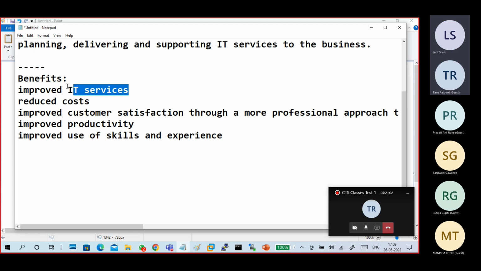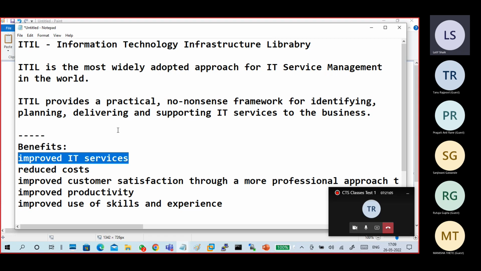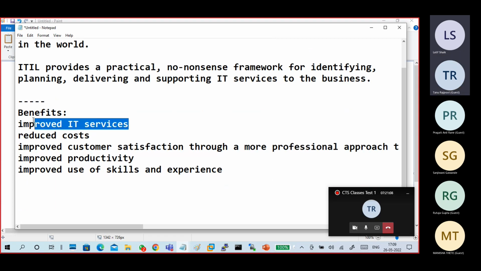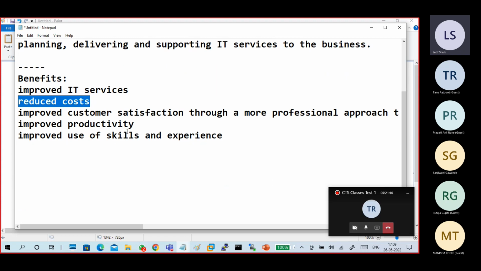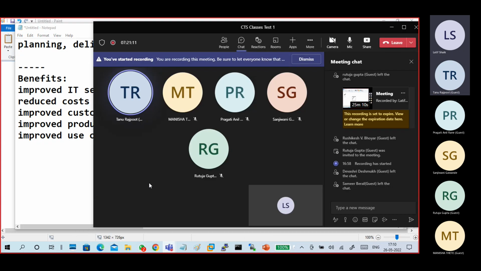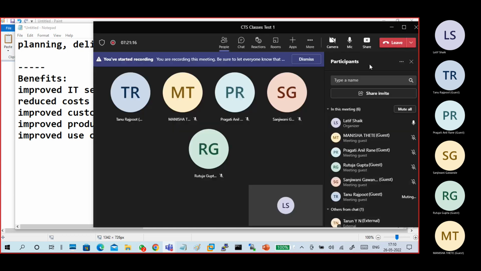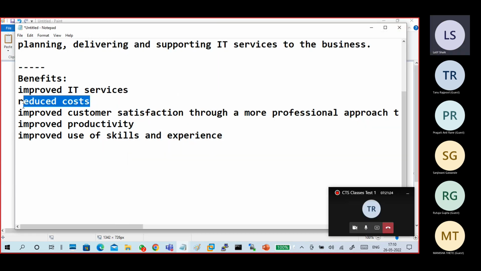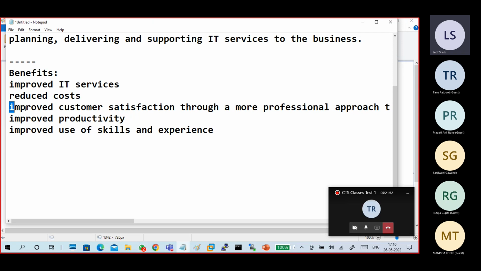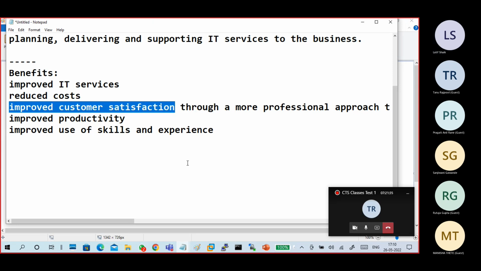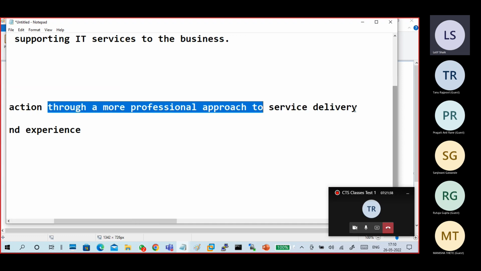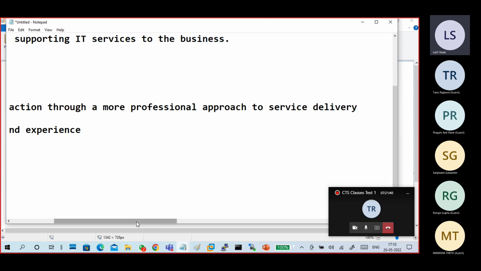So they improved IT services. Using ITIL improves IT services and reduces unnecessary cost and investment. Unnecessary payments and unnecessary additional things will be reduced. It improves customer satisfaction, of course. What is the next part? Through a more professional approach to service delivery.